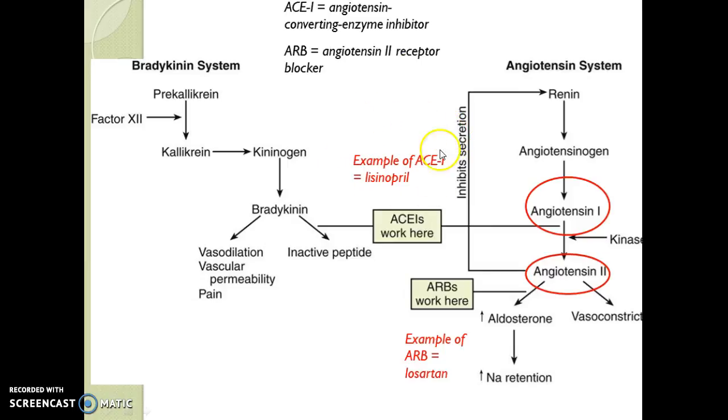We'll start with ACE inhibitors, angiotensin converting enzyme inhibitors, that is, or ACE-I. Our model drug is lisinopril. It is one of the more potent ones and very effective, and also on the $4 list. And it is one of the ones that works just fine if taken once daily. It works here at this point in the system and blocks the actual angiotensin 1.